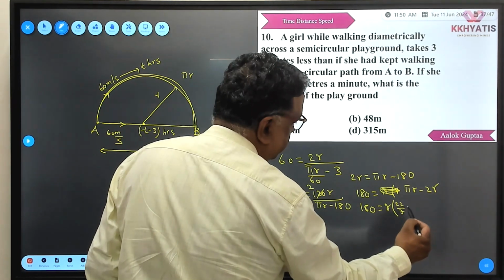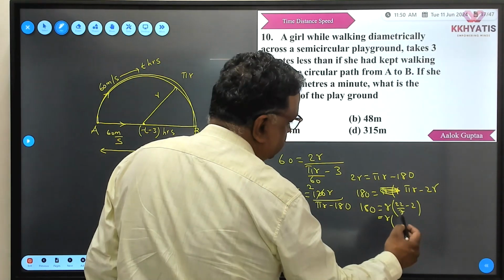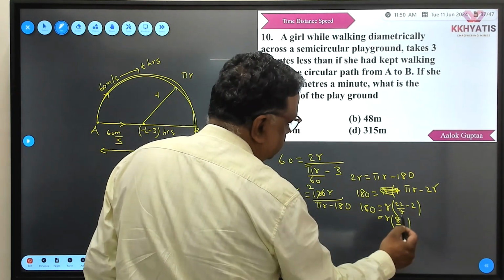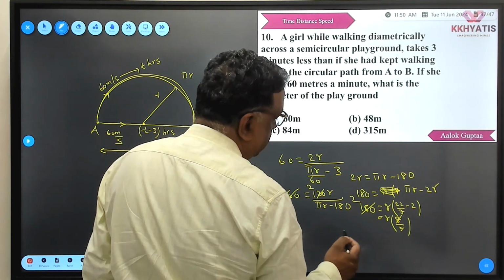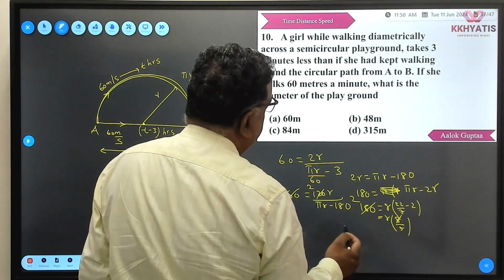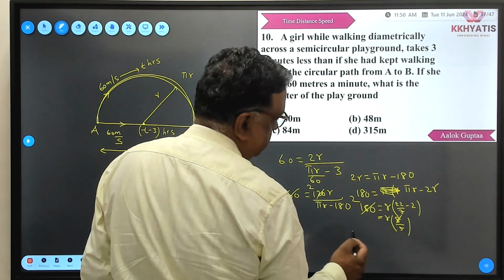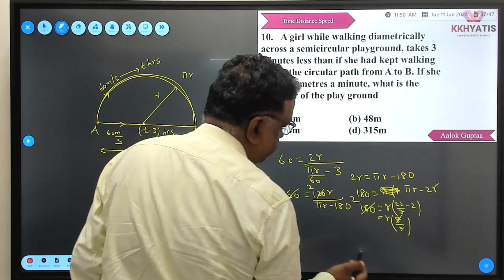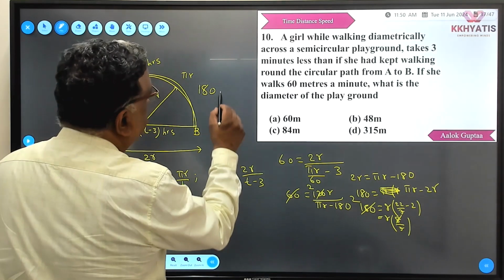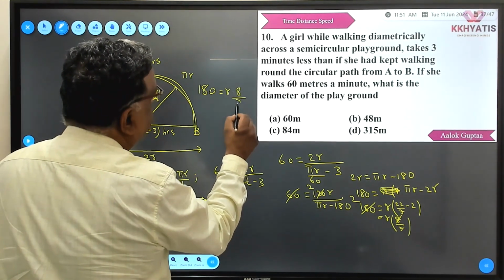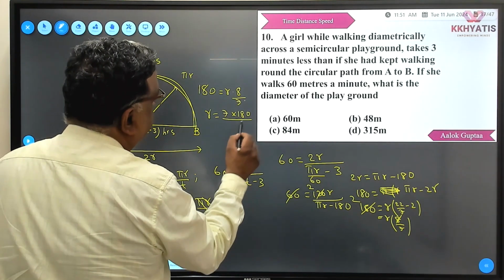So pi I can take as 22 by 7. That will be r times 22 minus 14 is 8 by 7. So let us again do the calculation. 180 is r into 8 by 7. So r becomes 7 into 180 upon 8.